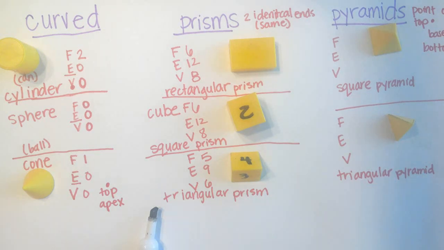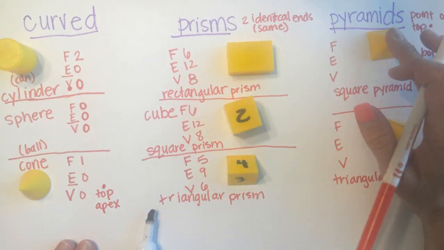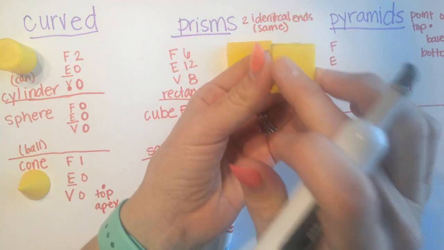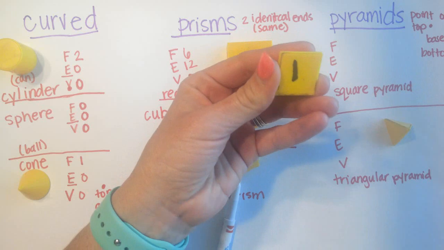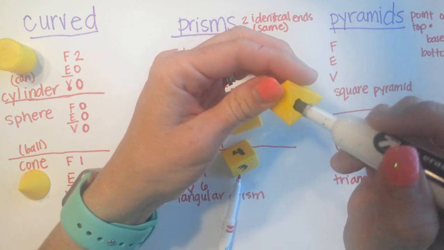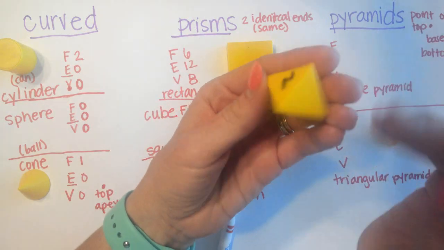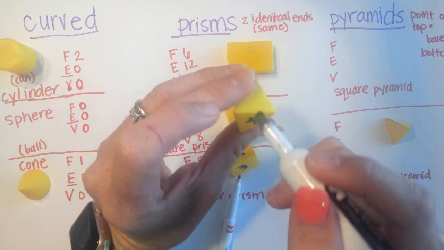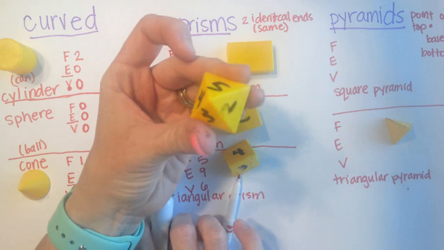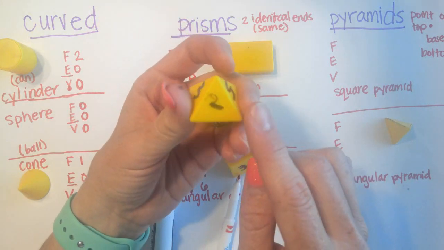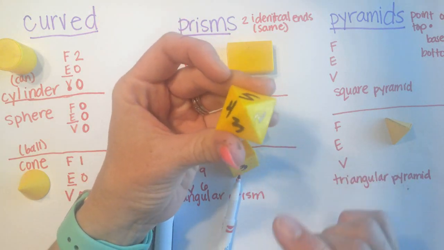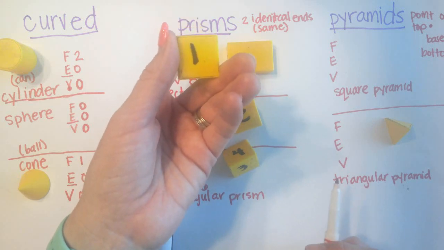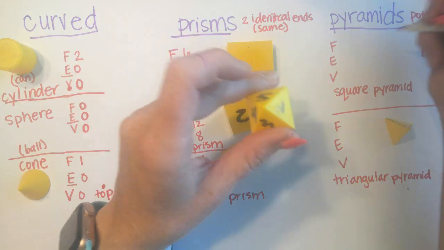Let's go on to our pyramids. Okay, so pyramids have a point on top. We'll start at the bottom base, because that tells us its name. Square pyramid, one face. We'll go 2, 3, 4, 5. And you'll notice all the other faces of a pyramid are triangles. The only face that is different is the base, the bottom. Okay, so there are 5 faces.